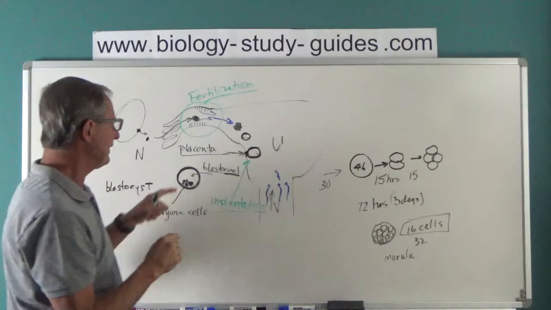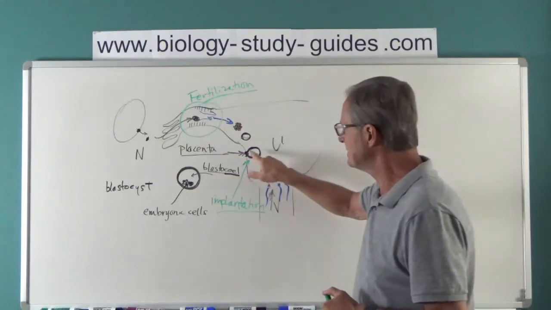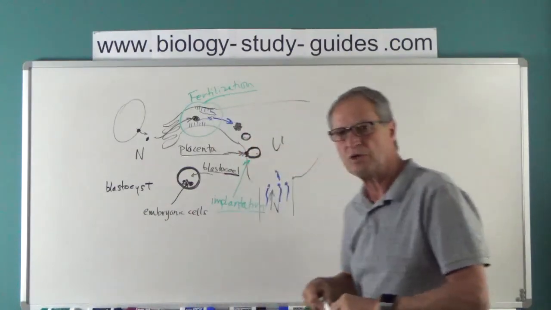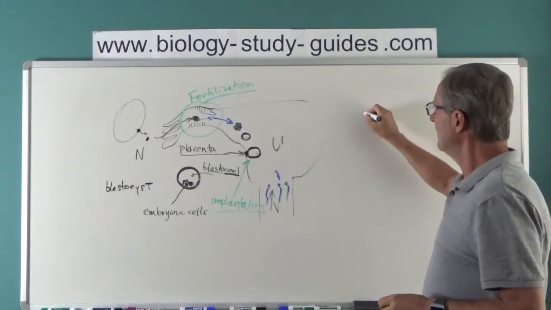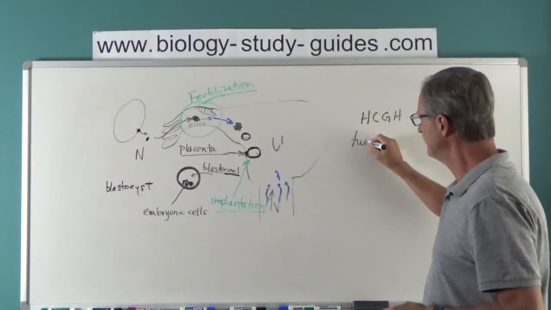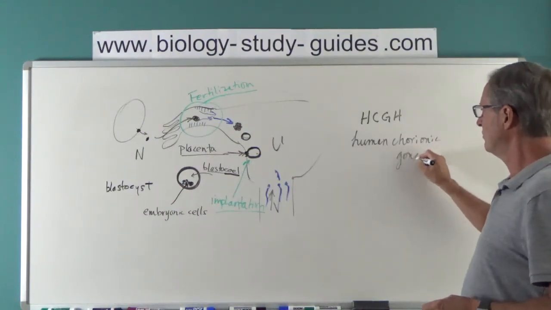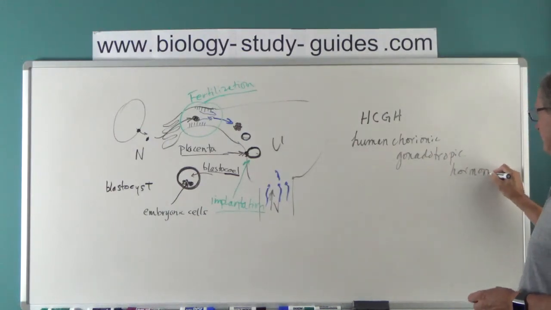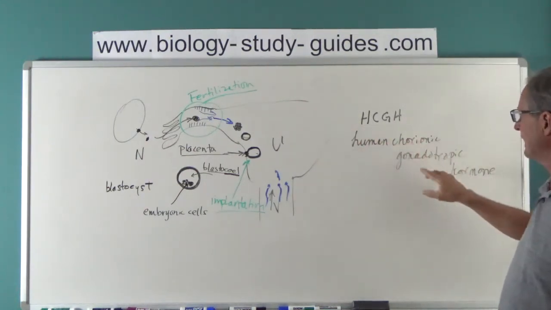And the thing that has to happen, I'll just take this away, is this placenta that's developing here, the combination of the maternal and the embryonic tissues, has to begin to secrete a hormone. This new tissue develops, and there's a hormone that's called HCGH. Great term. Human chorionic gonadotropic hormone.